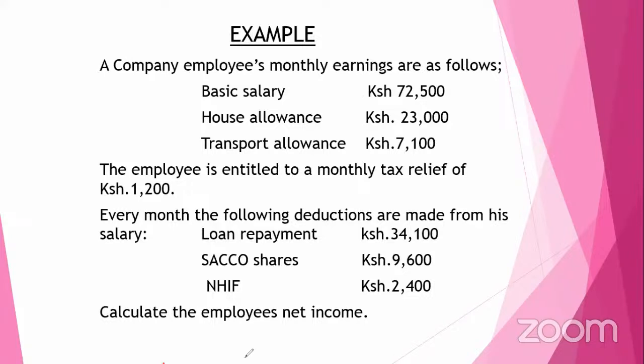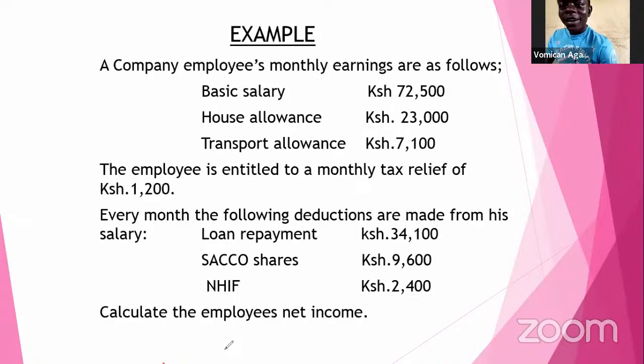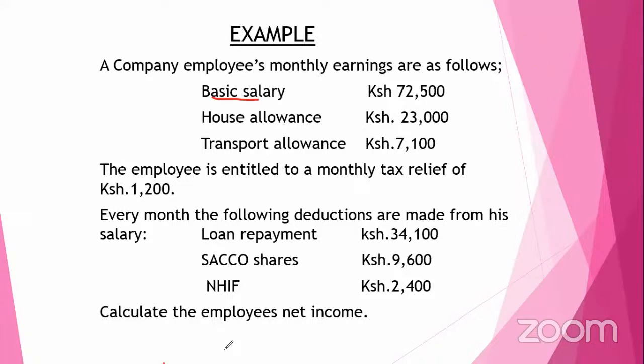Okay, read the question. Company employees' monthly earnings are as follows. Basic salary, 72,500. Very good. So look at this. There is a company employee who has the following. Basic salary, he pays 72,500. House allowance is 23,000. Transport allowance 7,100.